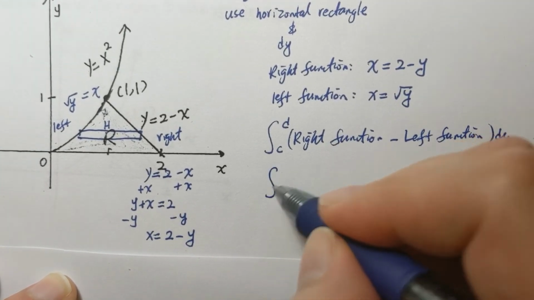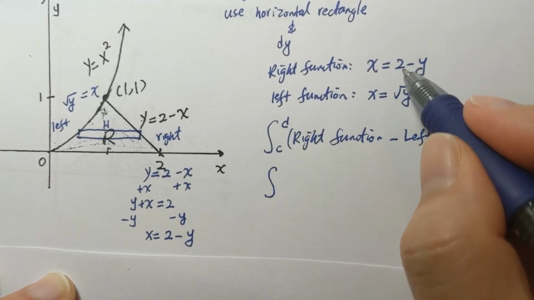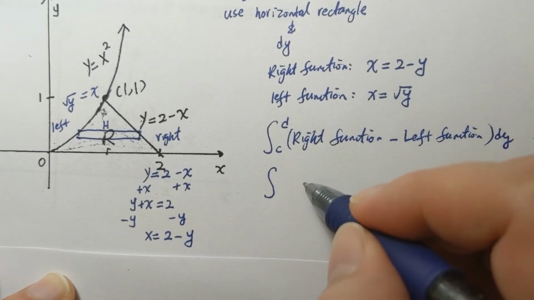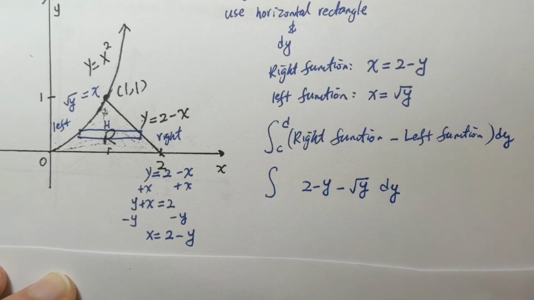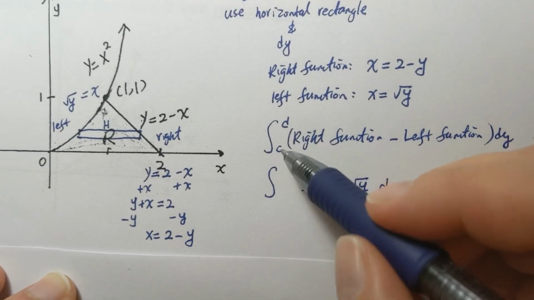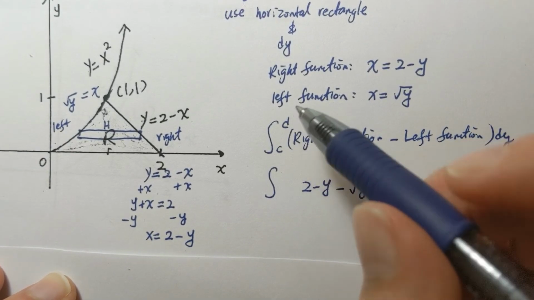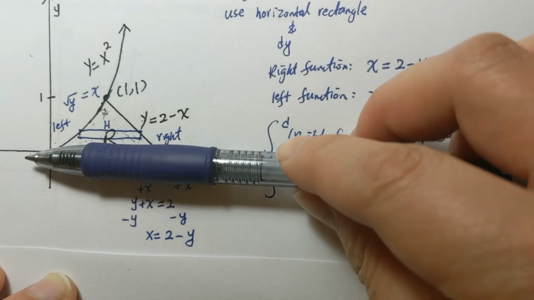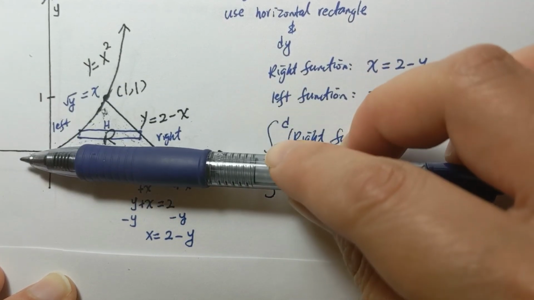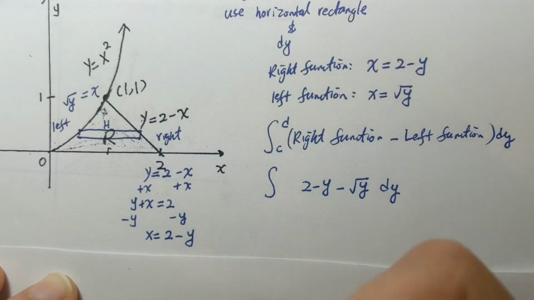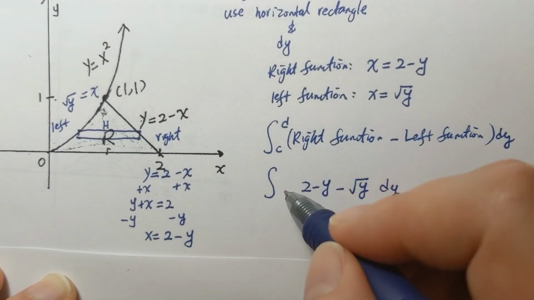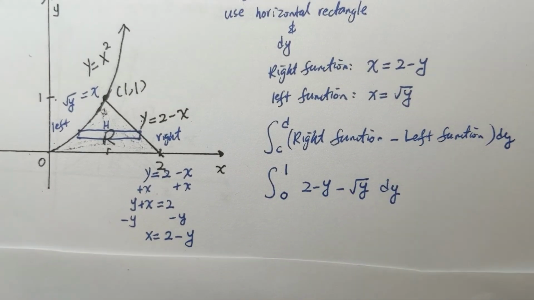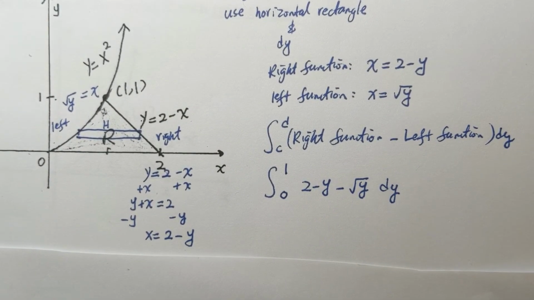And then we are going to have 2 minus y subtract square root of y, so the integral of 2 minus y minus square root of y dy. And then c and d will be the smallest y value and the biggest y value. So the lowest y value will be 0 and the highest is going to stop over here, so therefore it will be 1. So we get 0 to 1. Okay, so we already finished the hardest part.